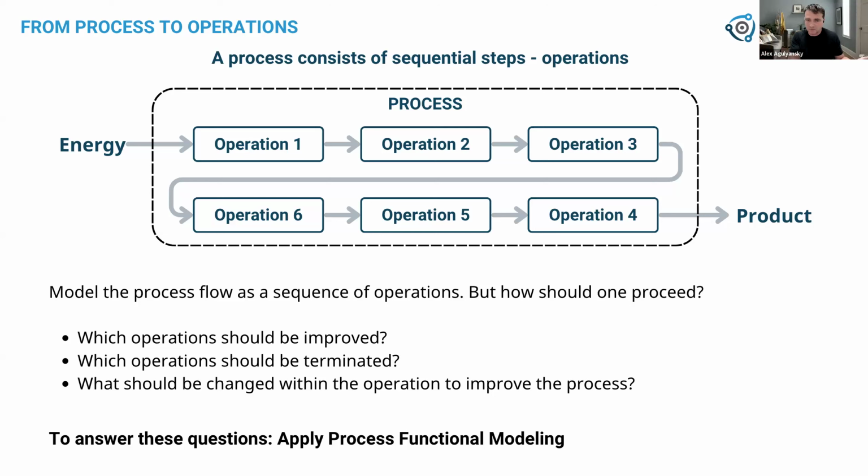The question is, which operation should I improve? Which one should I potentially even terminate? And how do I reduce cost and so on and so forth. And the answer that we're coming up with to this question is the process functional model. It's an analytical tool to analyze and understand what we do with all of these different operations and what the suggestions are in terms of what to do with these operations.